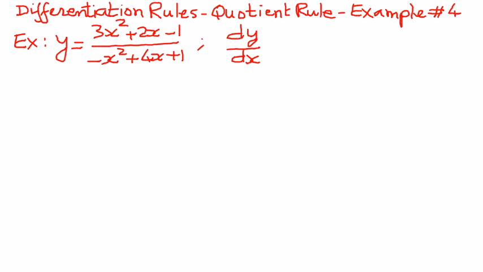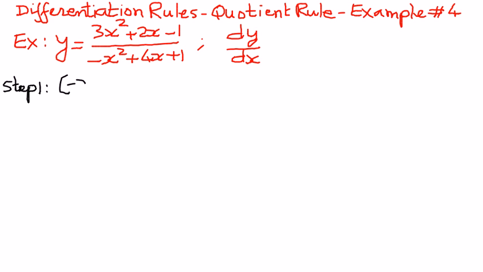So to be able to solve this, we're going to follow these following steps, and the first step we're going to do is apply the quotient rule. The denominator function times the derivative of the numerator function minus the numerator function times the derivative of the denominator function, the whole divided by the denominator function raised to the power of 2. So let's write it out.